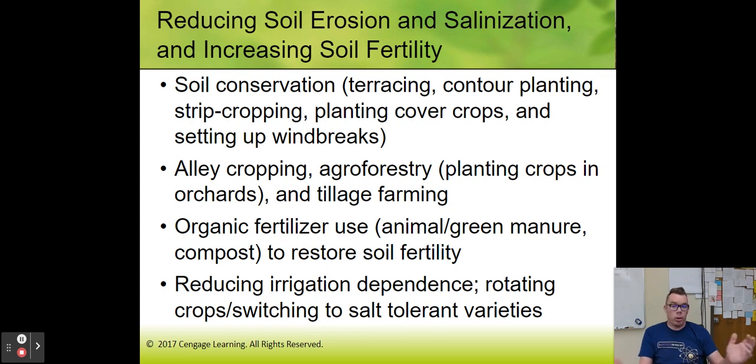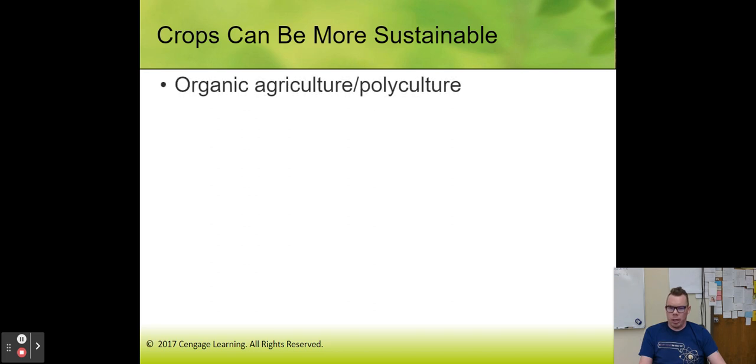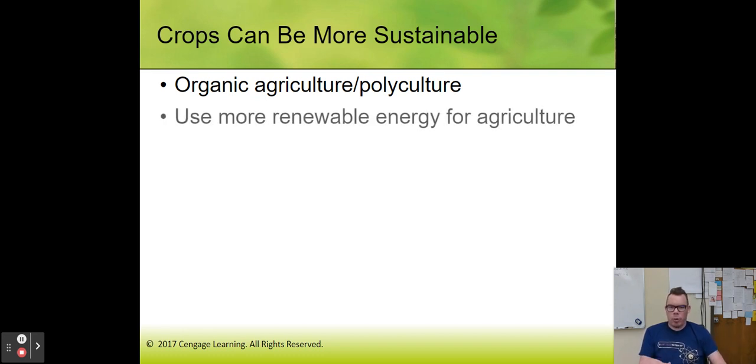All right, reducing irrigation dependence. Remember, irrigation is just watering. So basically losing the dependence on that. One of the ways you can do it is rain barrels at home if you want. You can rotate crops, switch to salt tolerant varieties and so on. So crops can be more sustainable. You can do organic agriculture and polyculture. Again, poly means many. You've got to make sure you remember that vocab word.